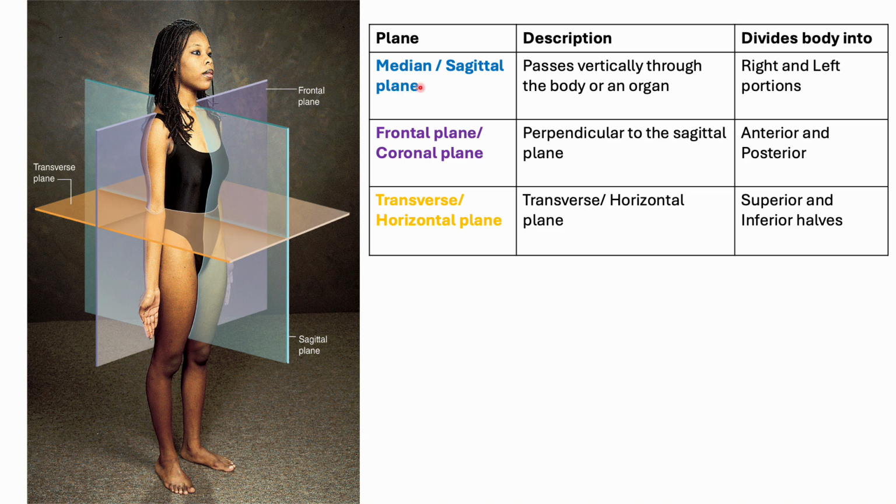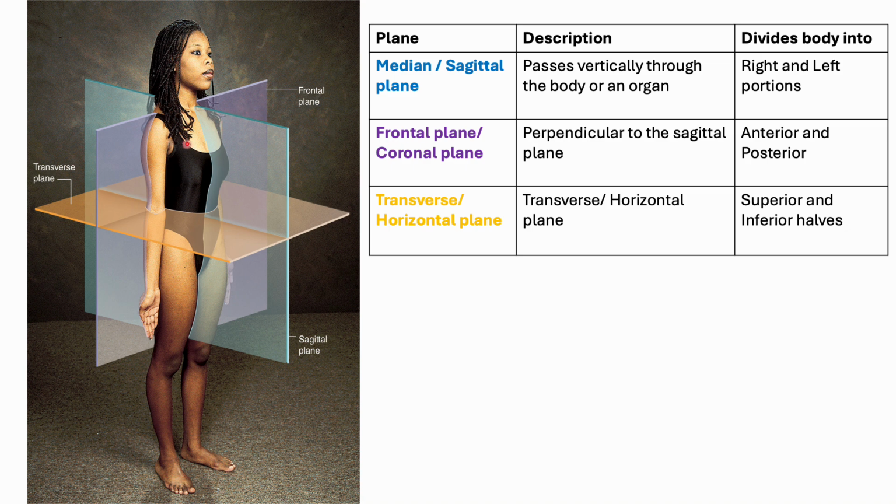So we have our median or our sagittal plane. That is this one here in blue. The median or the sagittal plane passes vertically through the body or an organ, and it divides the body into a left and right portion, or left and right side.